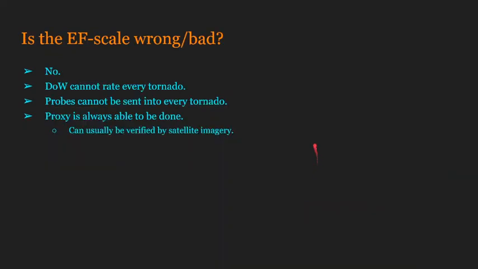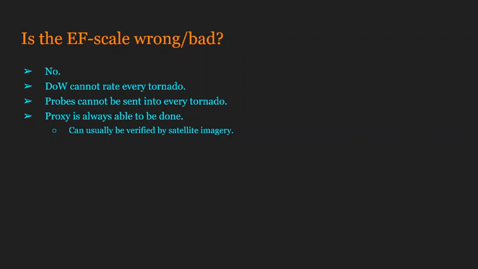So, is the EF scale wrong or is it bad? No. I may have just gone on like a 30-hour rant about it, but no, it's not. It's not bad, and it's not wrong. Doppler on wheels, again, DOW, cannot scan every single tornado. That's just not possible. There's not enough of them.